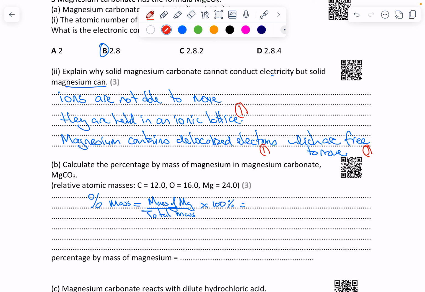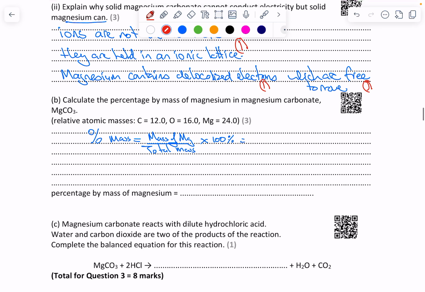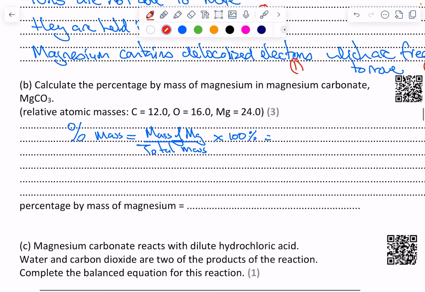Okay, next bit. It wants us to calculate the percentage by mass of magnesium in the magnesium carbonate. So the way we do that is we first of all work out the mass of magnesium and then the total mass of the magnesium carbonate. So in here we can do that because we know that the mass of magnesium is 24 and there's only 1 of them in that formula. So I'm just going to put 24. Then we need to know the mass of the magnesium carbonate.